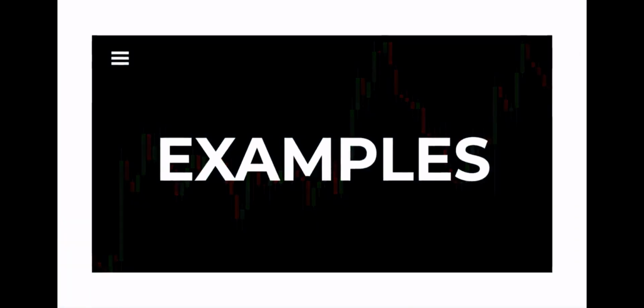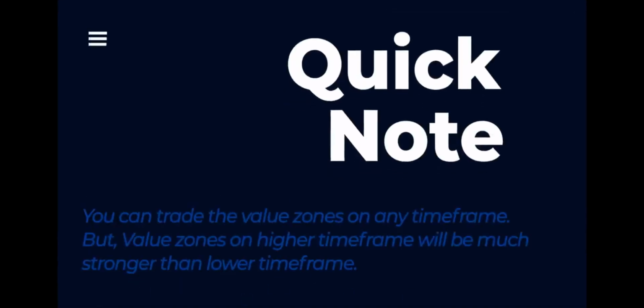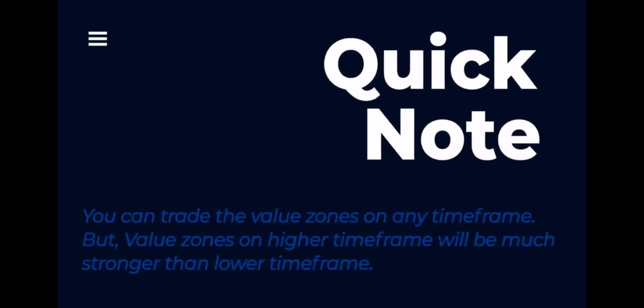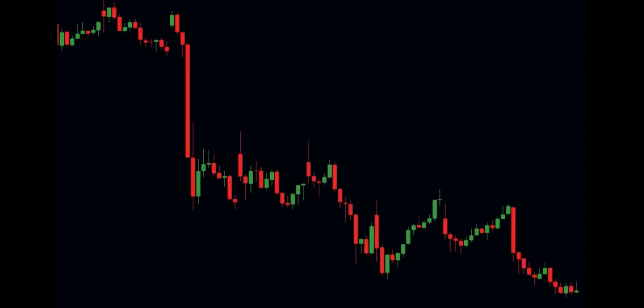Let's quickly go through some examples so that you can understand how to trade them. A quick note before we jump into the charts. You can trade the value zones on any time frame, but value zones on higher time frames will be stronger than the value zones on lower time frames. Here is the first example.